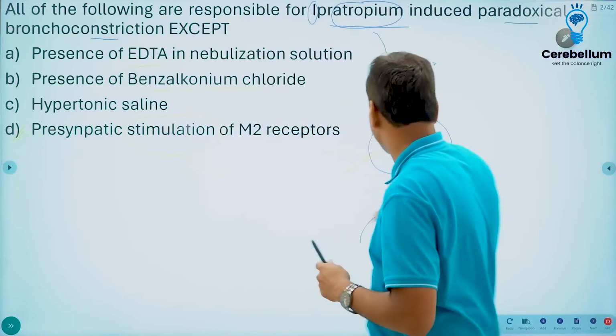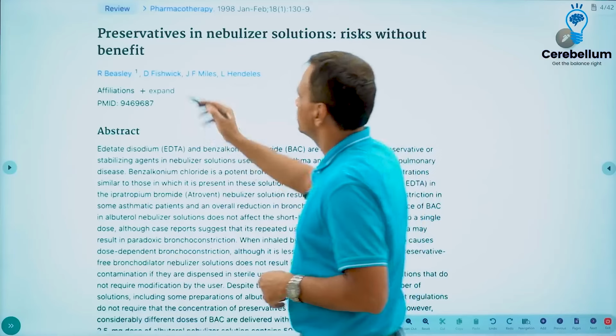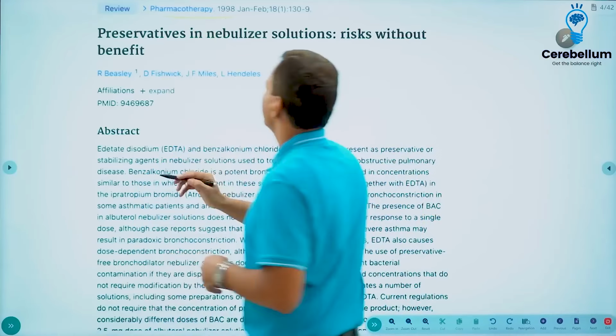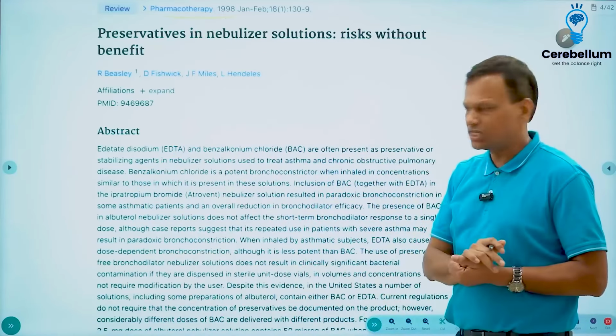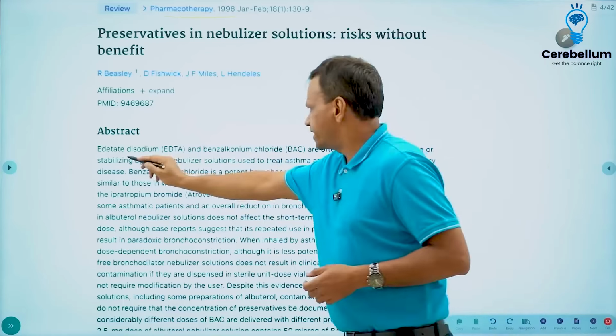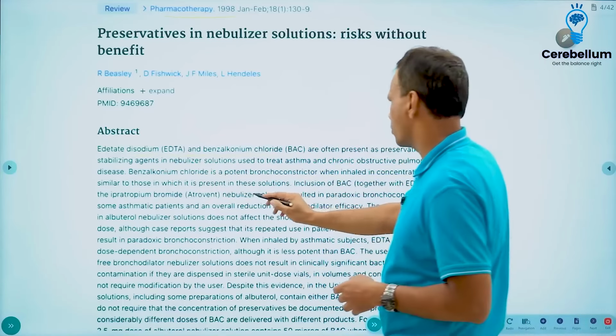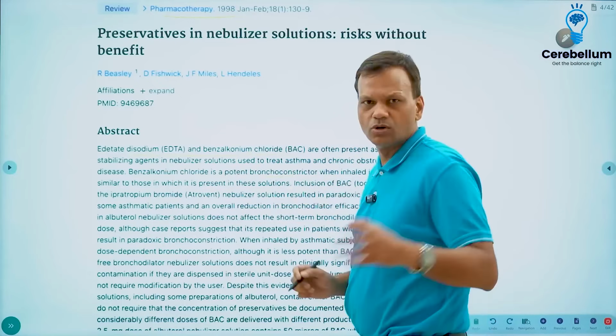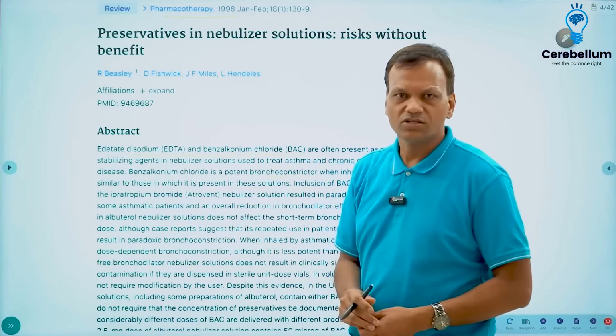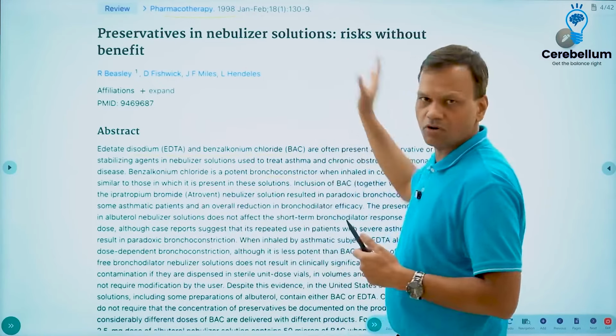Now let's see some references. This is a reference from the pharmacotherapy journal, preservatives in the nebulizer solutions. They have given EDTA and benzalkonium chloride, and they clearly tell that they can cause bronchoconstriction. So this is true, there is no controversy. Everyone is agreeing that these cause bronchoconstriction.